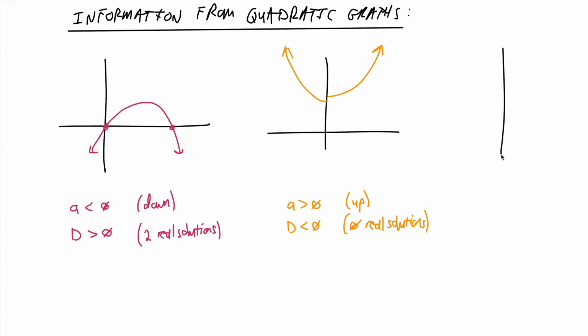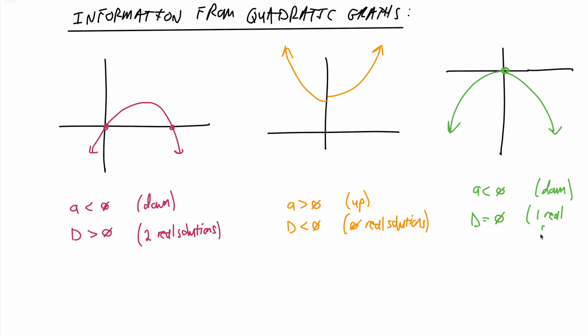Last but not least, another graph, really quick. Let's say we have something like this. And maybe my graph looks like this. It intersects right there at the origin. What we know is, well, A is still less than 0. It's negative because we're going down. And we would also know that the discriminant here, or D, is equal to 0. And that's because we have 1 real solution. Okay, the 1 solution is the 1 crossing that we have.